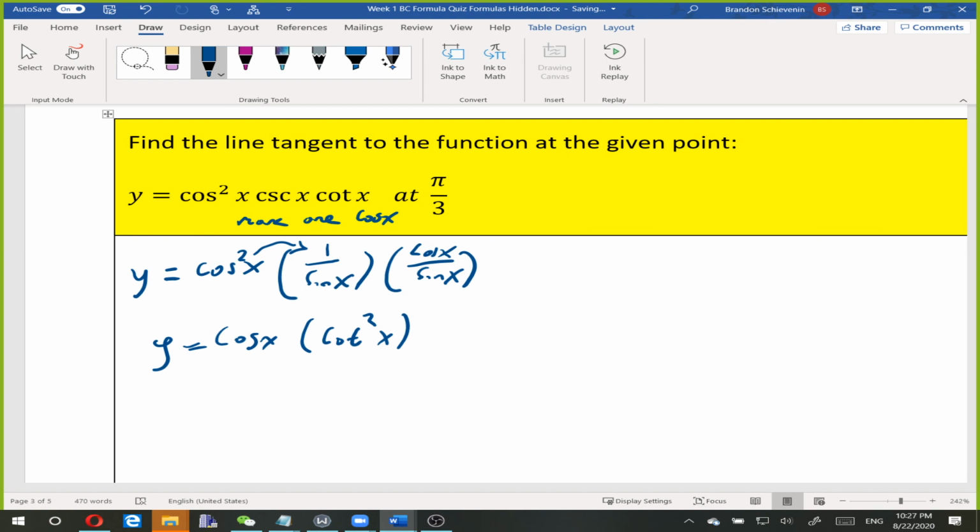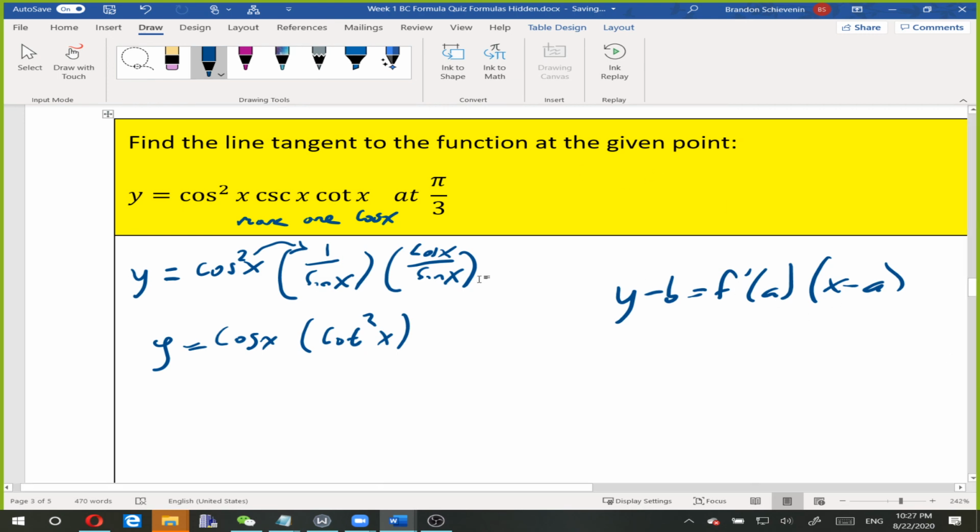Okay, and then once you derive this, you'll have to plug into your equation here. In order to get your point, you would plug in pi-thirds into your original problem. In order to get your derivative, you would plug in pi-thirds into your derivative, which is what you would get with your product rule. And you'll end up with a tangent line to the point.